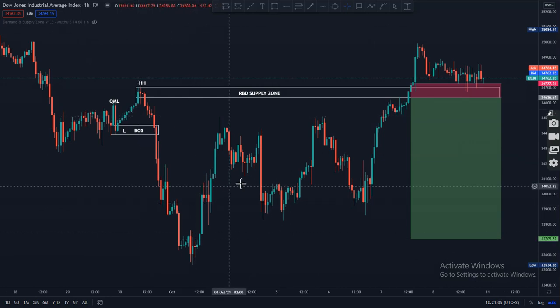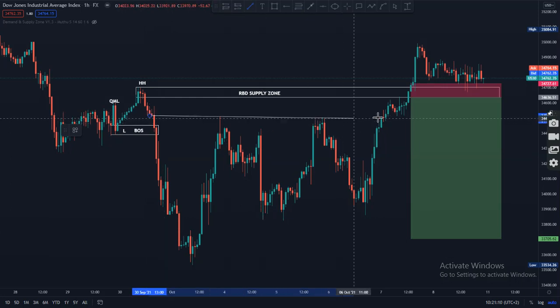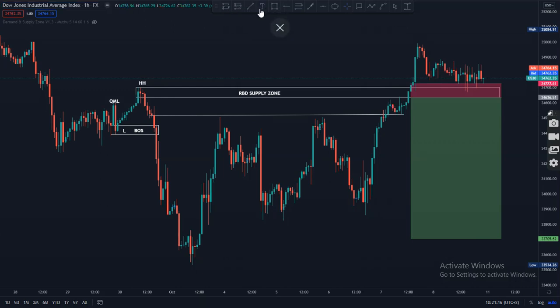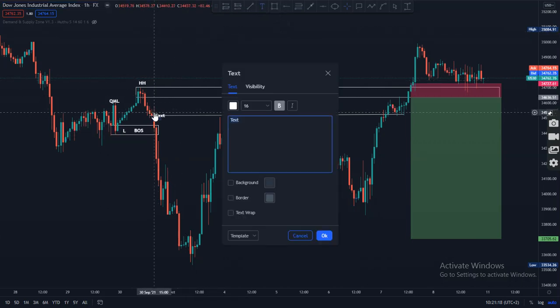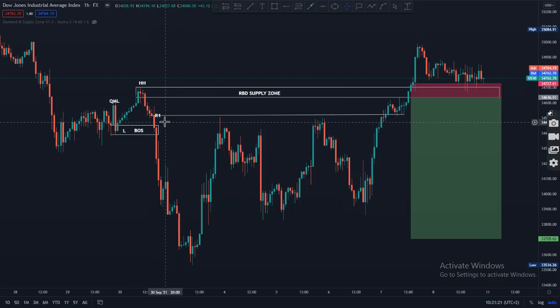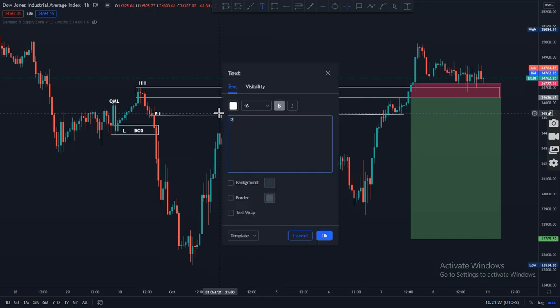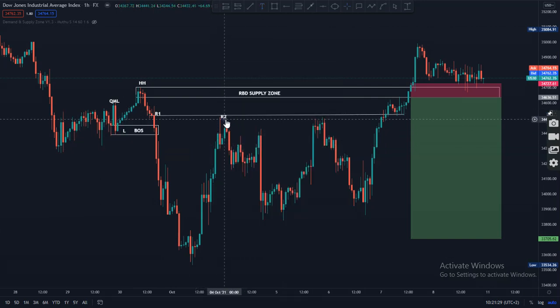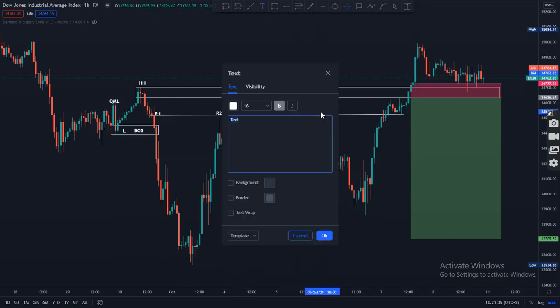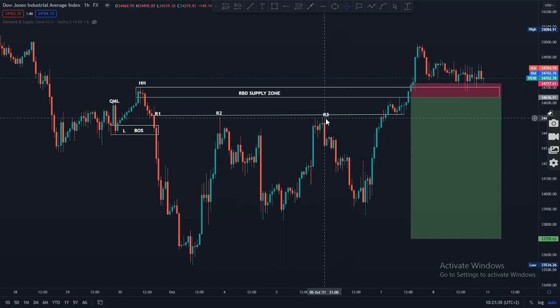Okay, so just like that. What else do you have here? We had this fake out zone here. You can see that price faked out several times from this level. So we had resistance 1, R1. Okay, and we had R2 right here. R2 was right here, and R3 was here. And then eventually price broke out of that level.